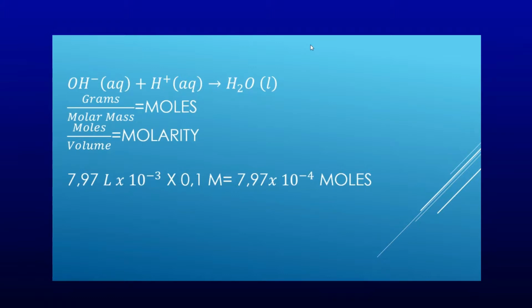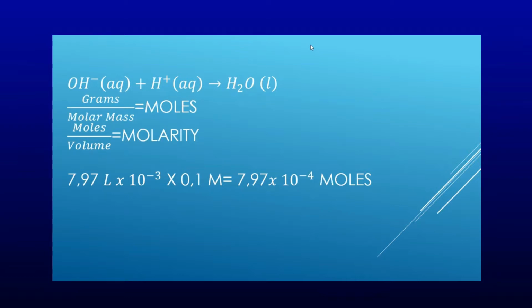So first, we had 7.97 milliliters, so we make it liters. So it's 7.97 times 10 to the power of minus 3 liters, times 0.1 molar, is 7.97 times 10 to the power of minus 4 moles. And we know that OH minus and H2O have the same amounts of moles. They react 1 on 1.